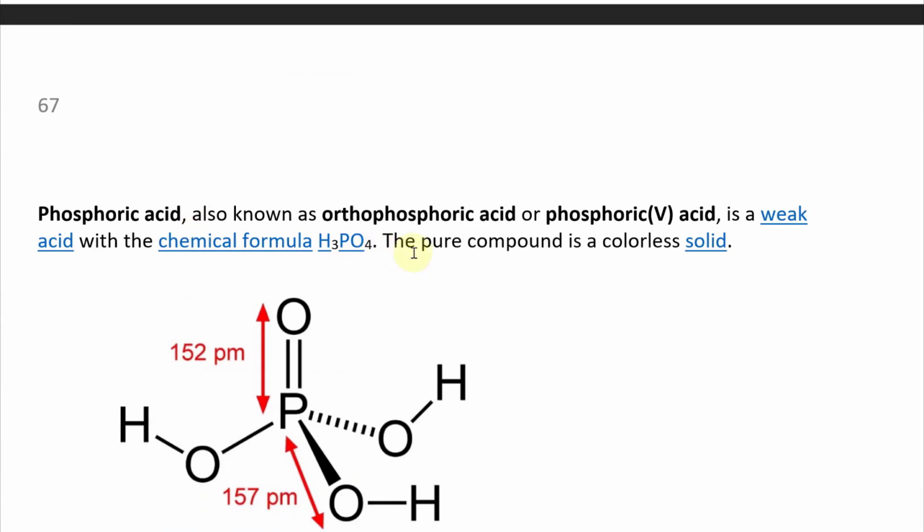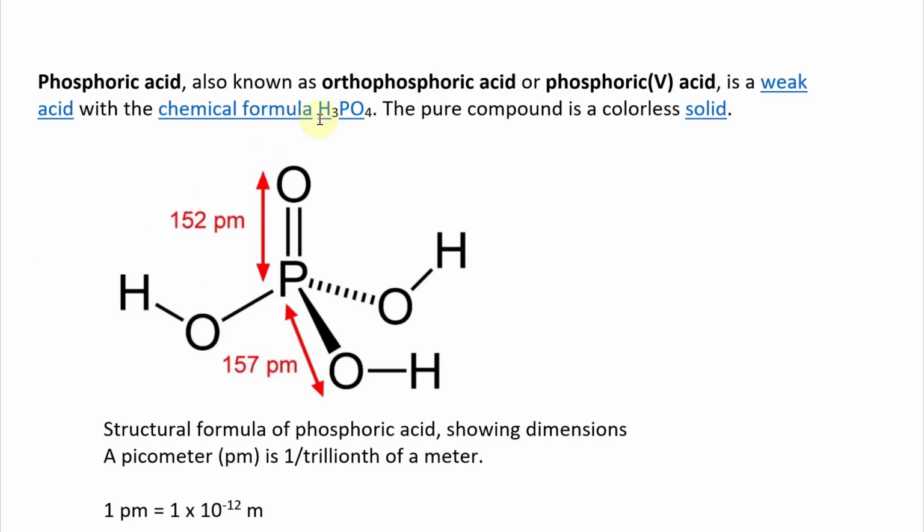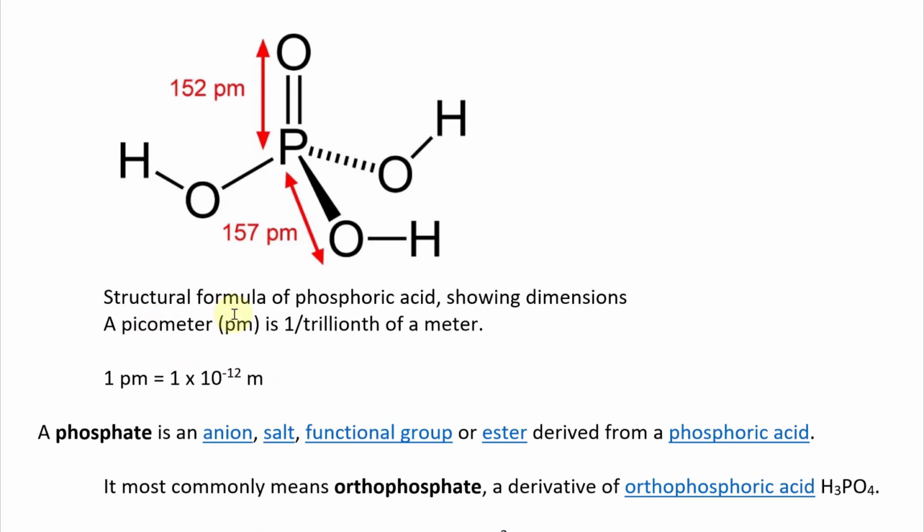So phosphoric acid, also known as orthophosphoric acid or phosphoric(V) acid, is a weak acid with the chemical formula H3PO4, and the pure compound is a colorless solid. This is how it looks right here, and these distances are between the atoms, so 152 picometers, 157 picometers. A structural formula of phosphoric acid showing dimensions, and a picometer or pm is 1/1,000,000th of a meter, so 1 pm equals 1 times 10 to the negative 12 meters.